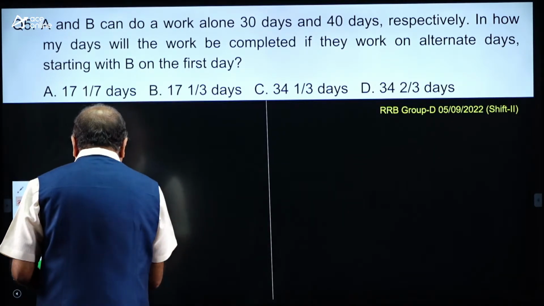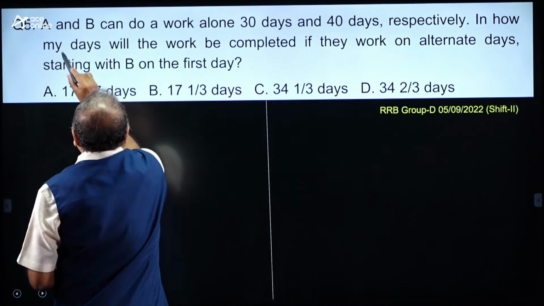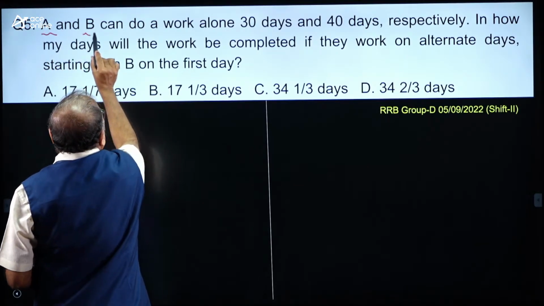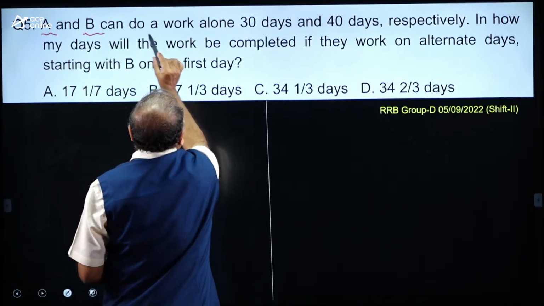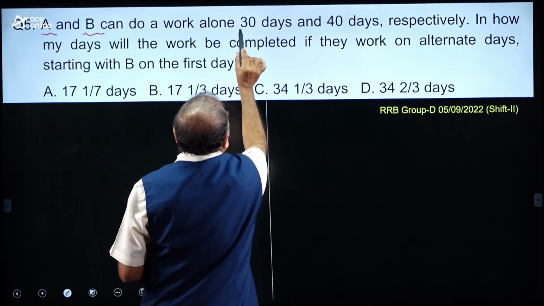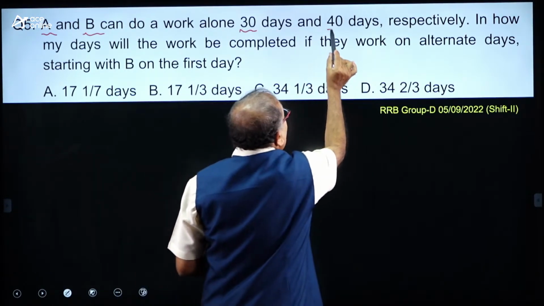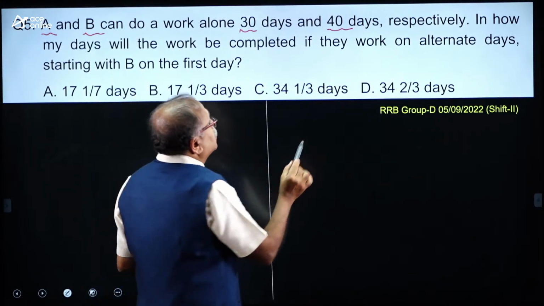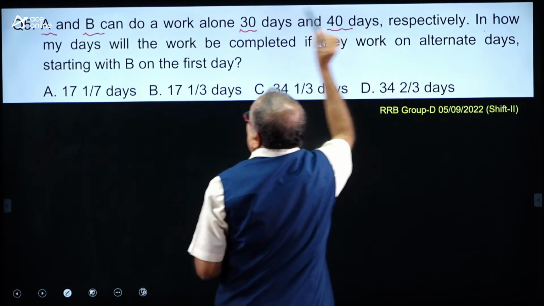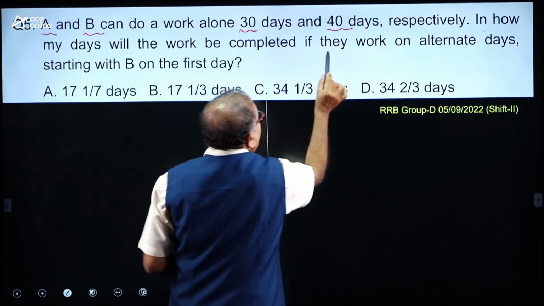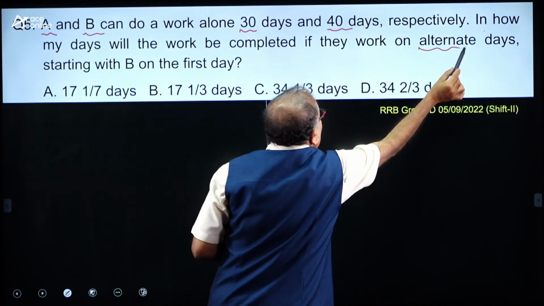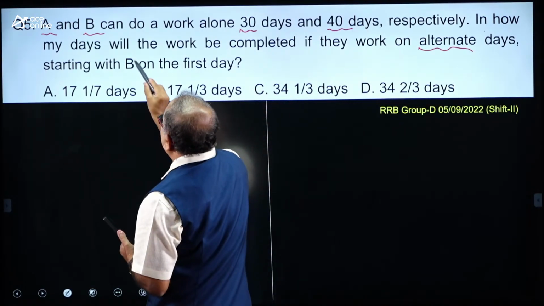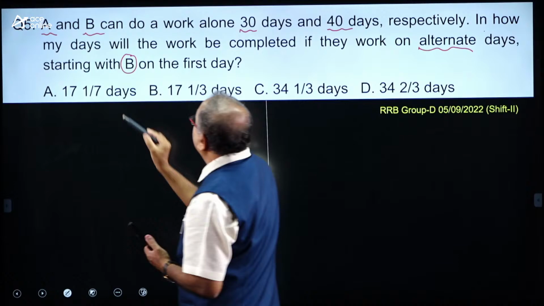Okay, what is the question here? A and B can do the work alone in 30 days and 40 days. It is an alternate day question. In how many days will they complete the work if they work on alternate days, starting with B on the first day?